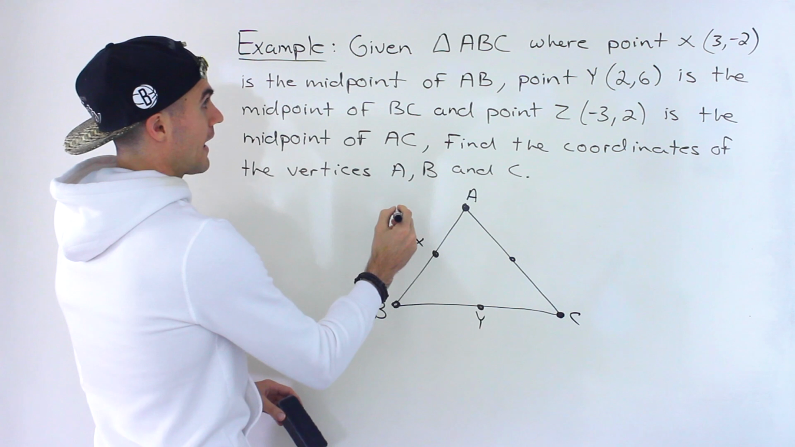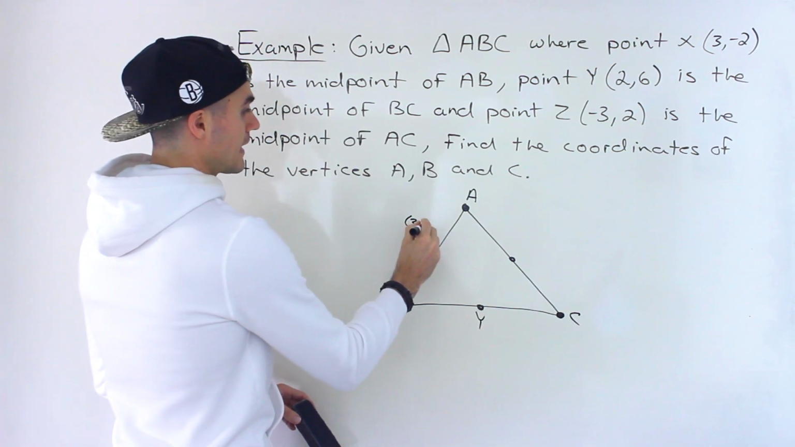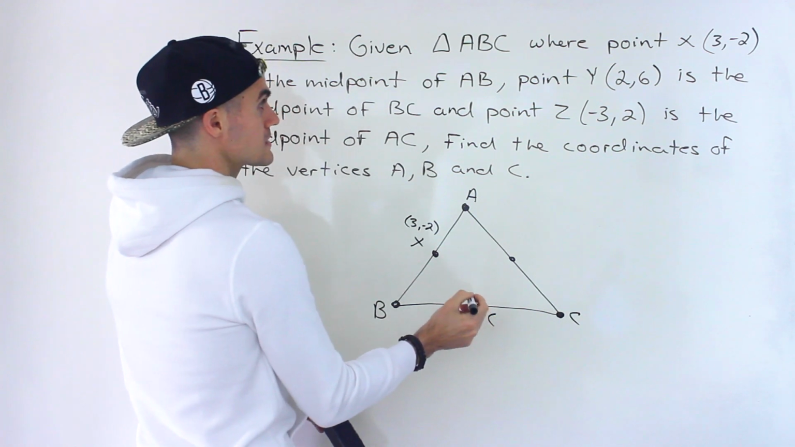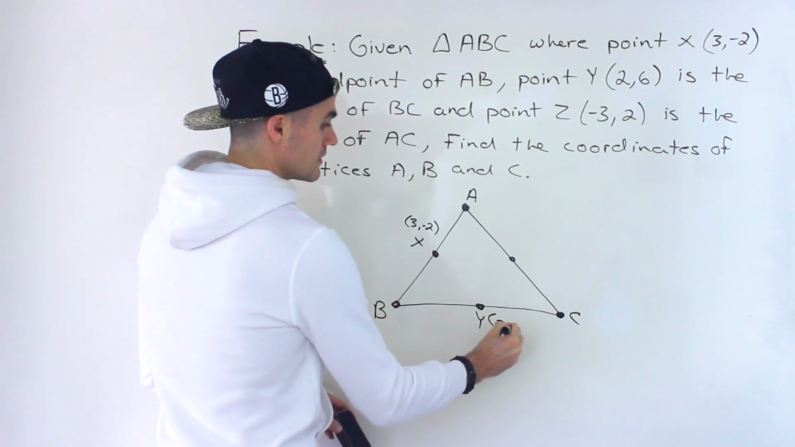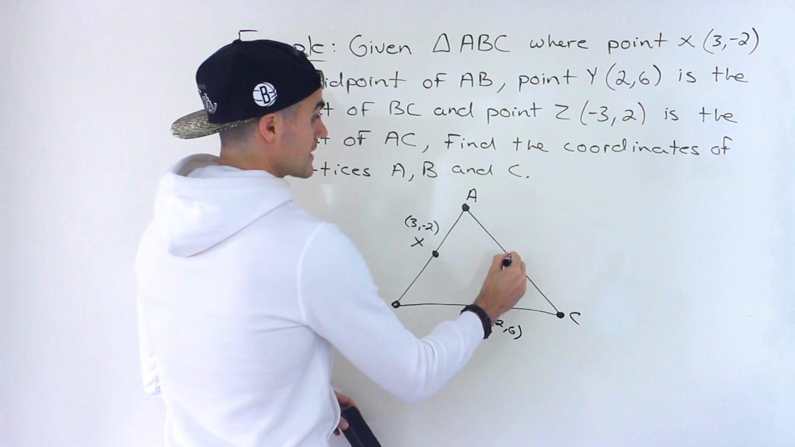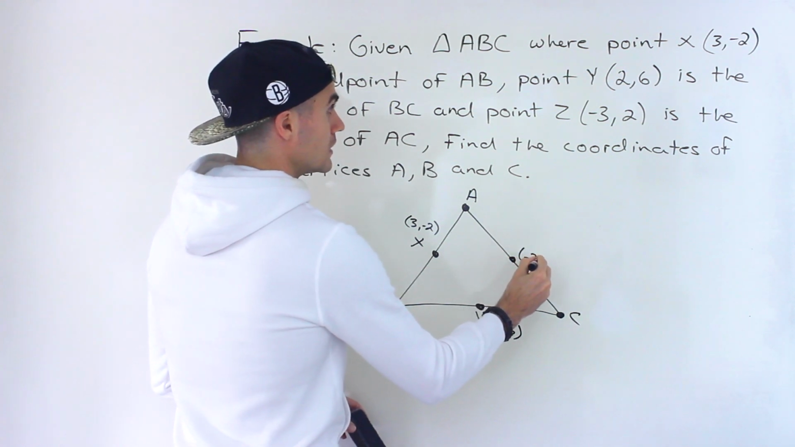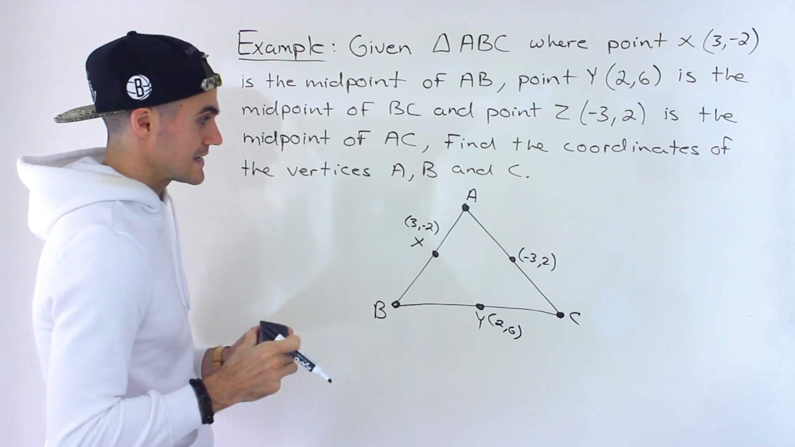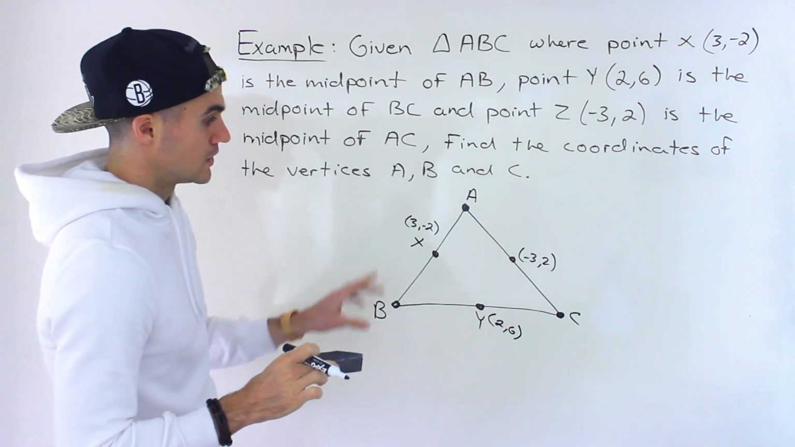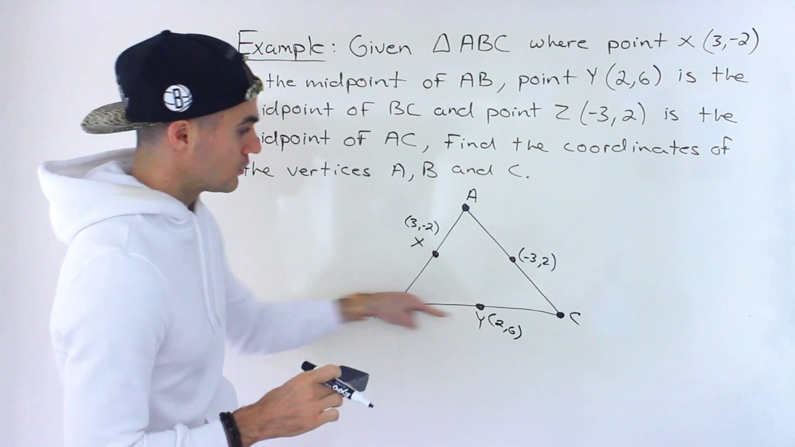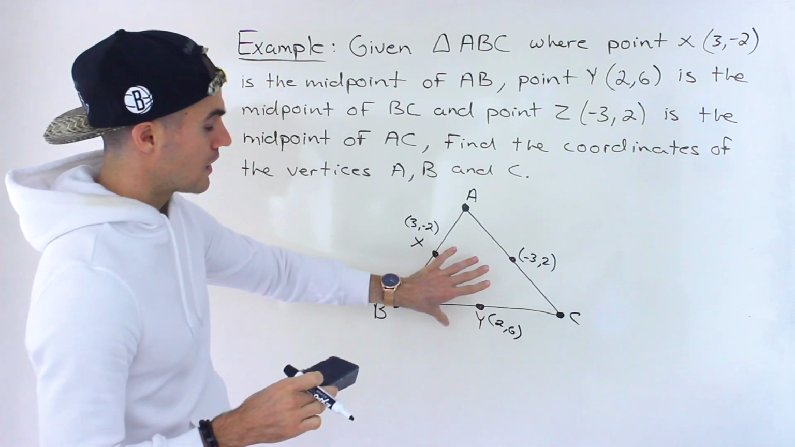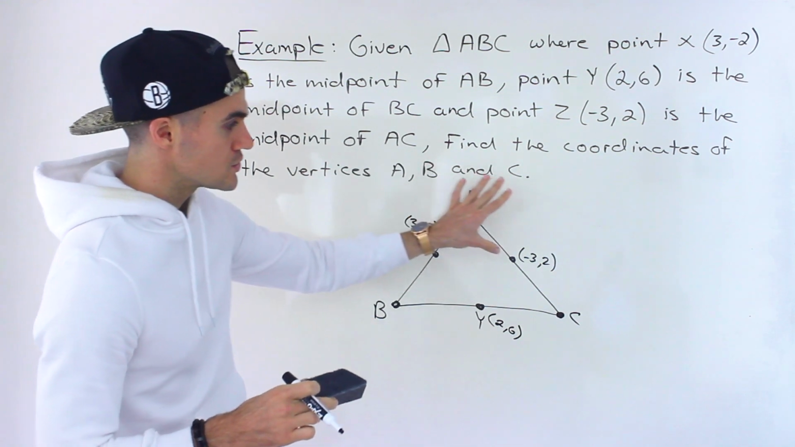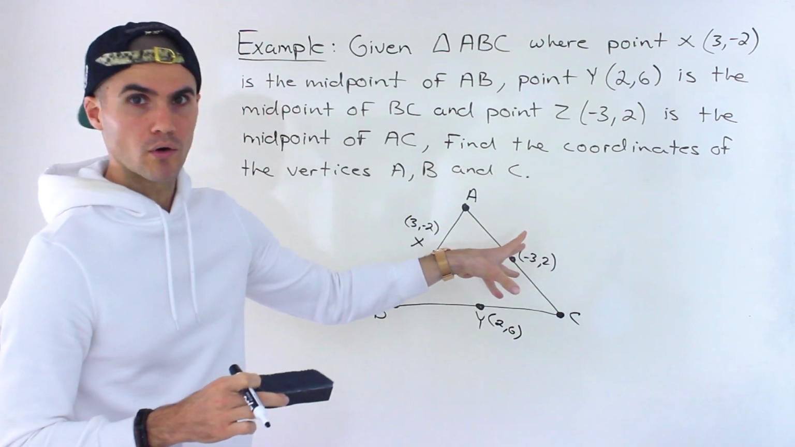So we have point X, which has coordinates (3, -2). Y has coordinates (2, 6). And then Z has coordinates (-3, 2). Another thing I want to mention with a question like this is I highly recommend just drawing a triangle like this, even if it's not corresponding to the proper Cartesian coordinates.